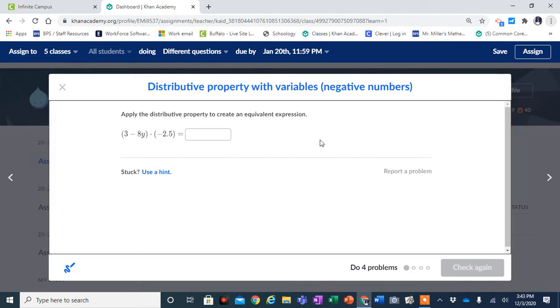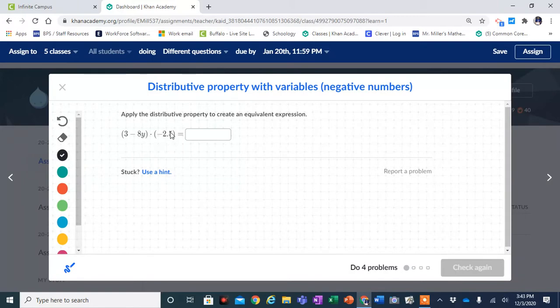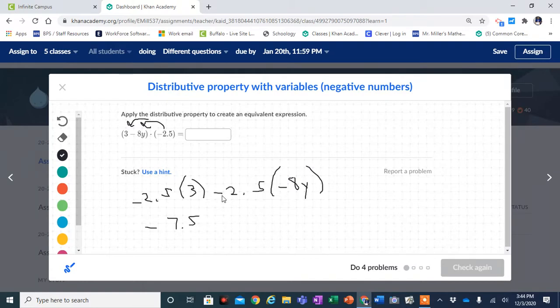So what we need to do here is take what is outside of the parentheses, which would be this negative 2.5, and multiply everything in the parentheses by that. So we would do negative 2.5 times 3 and negative 2.5 times negative 8y. A negative times a positive would be a negative. 3 times 2.5 is 7.5. And then a negative times a negative is a positive.